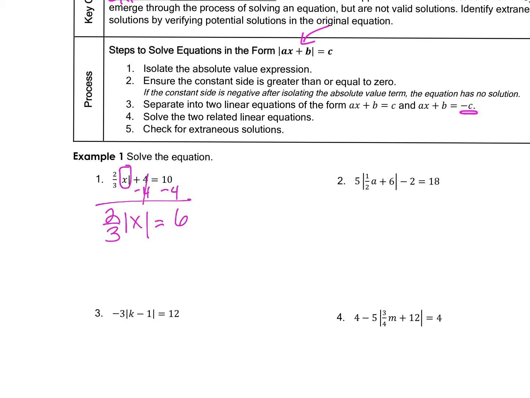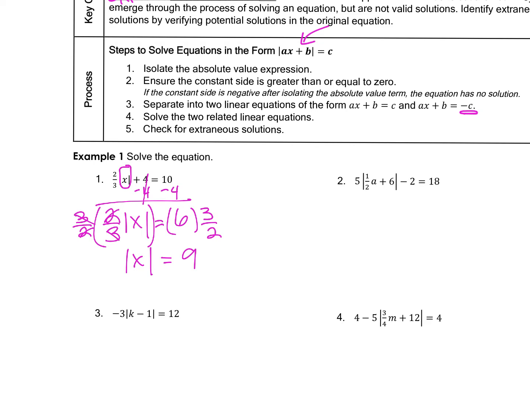And I still have that 2/3 in front that I have to get rid of. We've talked about this before. To get rid of a fraction, we're going to multiply by the reciprocal. So flip it and multiply. So I'm multiplying both sides by 3/2. Those cancel out. I have absolute value of x equals 6 times 3/2 should give you a 9.